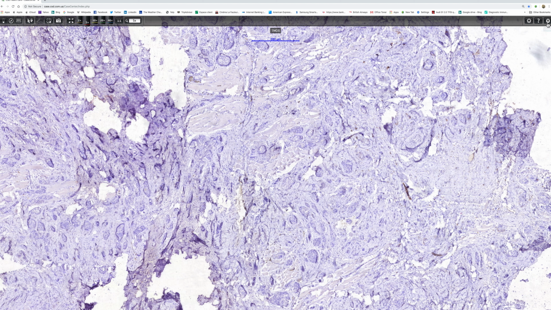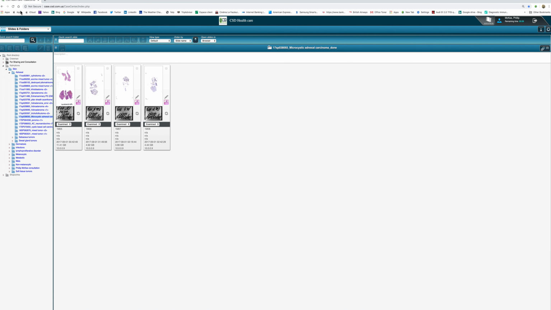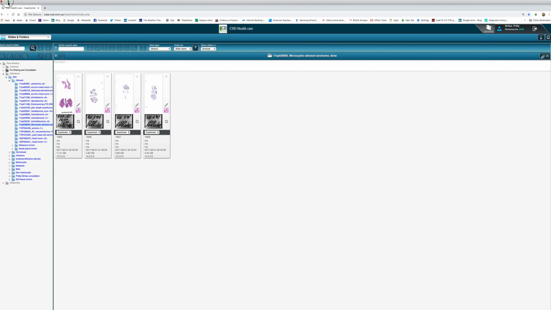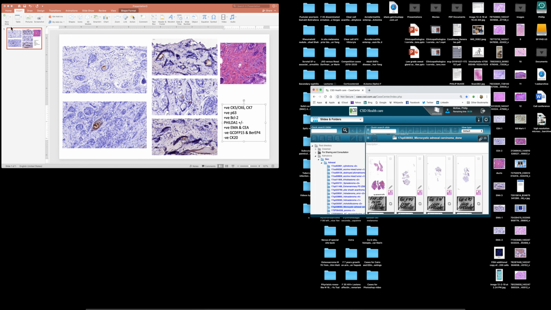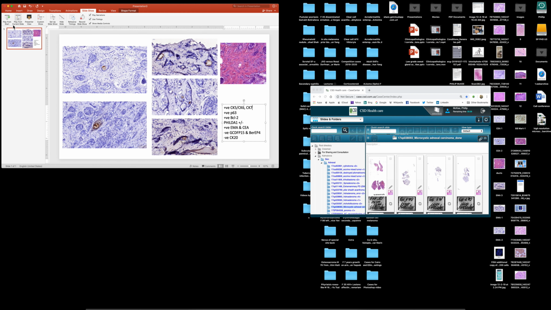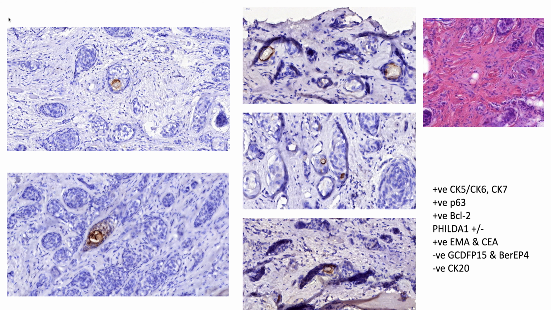Now, I have a small single image PowerPoint that I wanted to show, because, yes, whoops, sorry about that. We had some additional immunohistochemistry, but it's not on the scanner. And on the left, we have CEA, which showed very focal positivity.